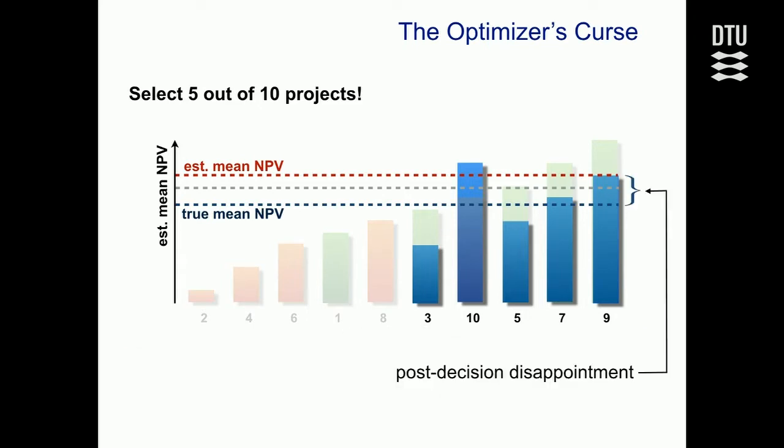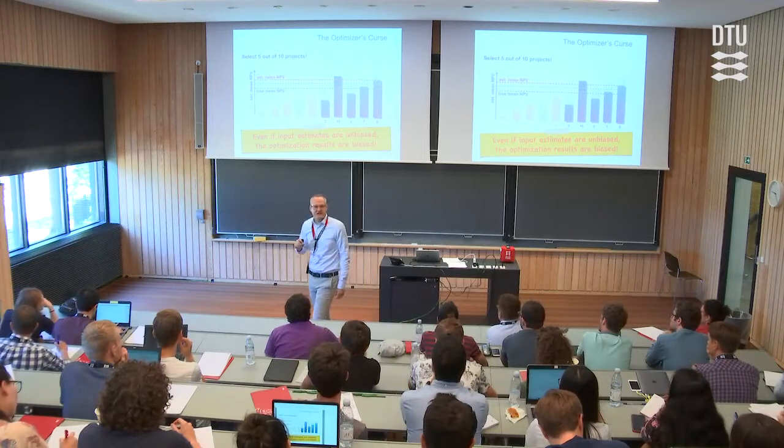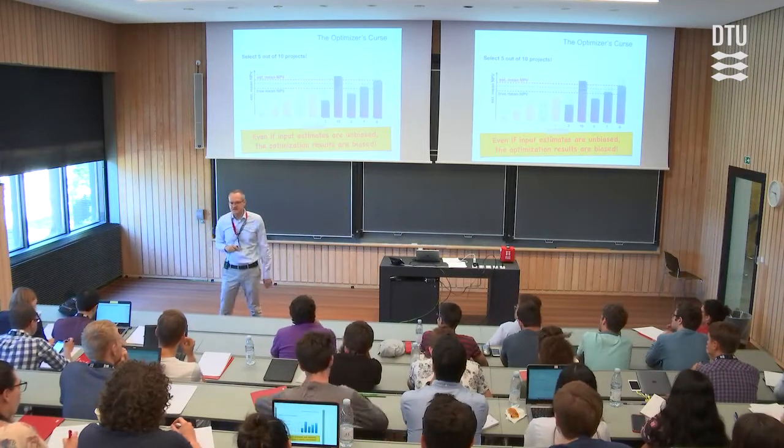The difference between what you think to get and what you actually get, so the difference between the red dashed line and the blue dashed line, is sometimes referred to as the post-decision disappointment. The bottom line is that even if the input estimates are unbiased, so even if the errors cancel out in the inputs, the optimization results are biased. And they're biased in a bad way. You're too optimistic about what you can achieve, and you will be disappointed when you implement your decision. Some people refer to this phenomenon as the optimizer's curse. You're being too optimistic, right?